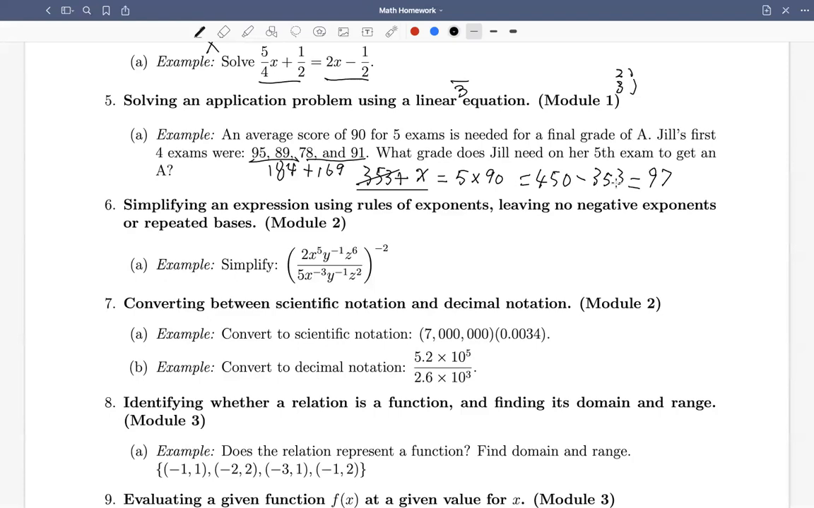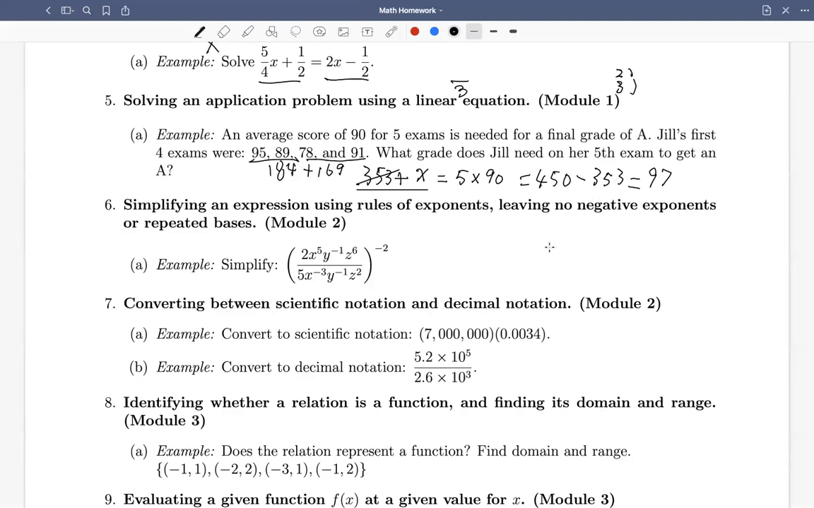So what did we do? We added the 4 exam grades that she has already. We do not know her 5th grade, so we call it X. Adding up all the 4 exam grades, we get 353. Then plus the 5th one, X, equals 450, because the average is 90 and there are 5 exams. So we multiply 5 with 90, which is 450.